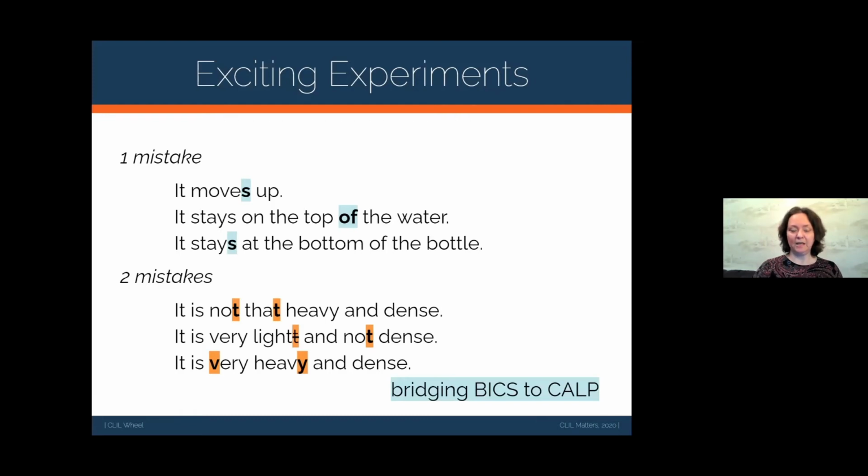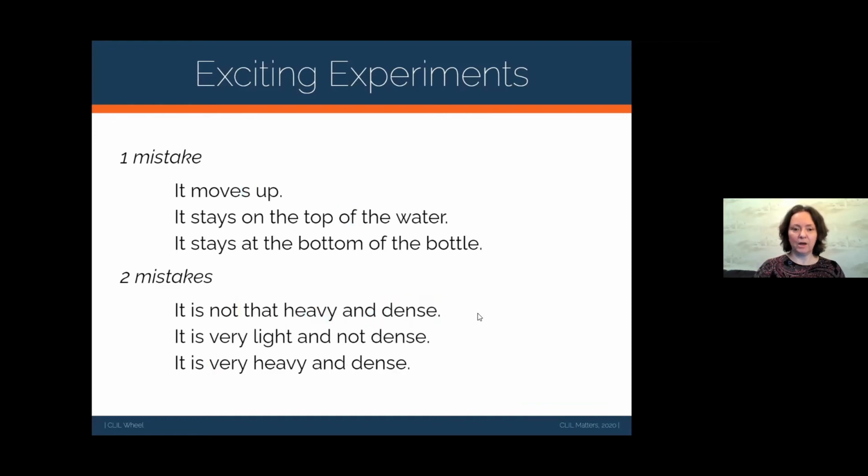Again, here I'm trying to bridge BICS with CALP by putting the words heavy and dense together. This is because I understand that my students know the word heavy, but they have not heard, and they may have a problem with the word dense. Okay, so I've got those 6 sentences that they have been corrected.